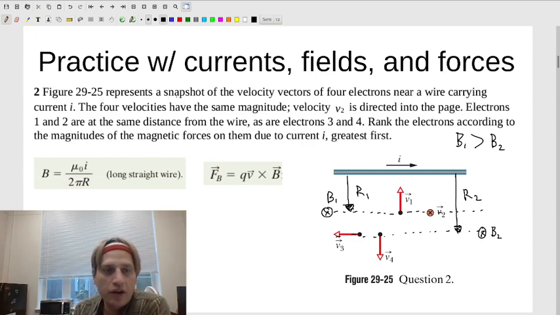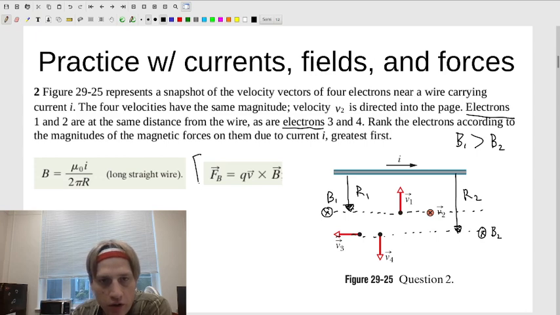Now let's look at the question. It says we've got an image that represents a snapshot of the velocity vectors of 4 electrons near a wire carrying current I. The 4 velocities have the same magnitude, velocity v, directed into the page. They are electrons. 1 and 2 are at the same distance from the wire as are electrons 3 and 4. Rank the electrons according to the magnitudes of the magnetic forces on them due to current I, greatest first.